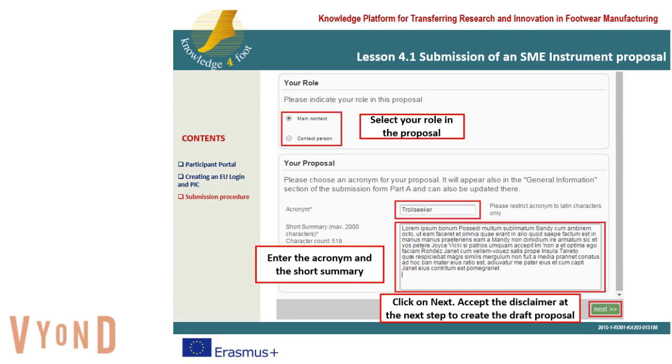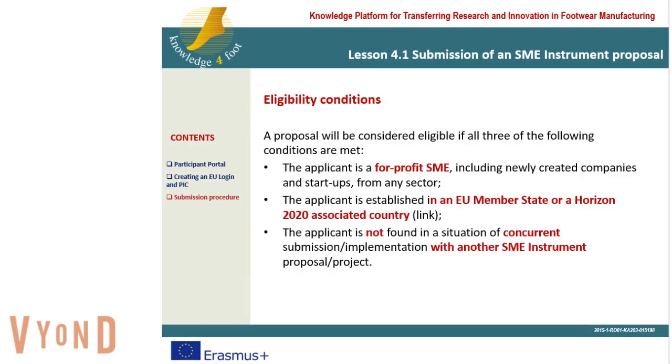Eligibility conditions. A proposal will be considered eligible if all 3 of the following conditions are met. The applicant is a for-profit SME, including newly created companies and startups, from any sector. The applicant is established in an EU member state or a Horizon 2020 associated country. The applicant is not found in a situation of concurrent submission/implementation with another SME instrument proposal/project.